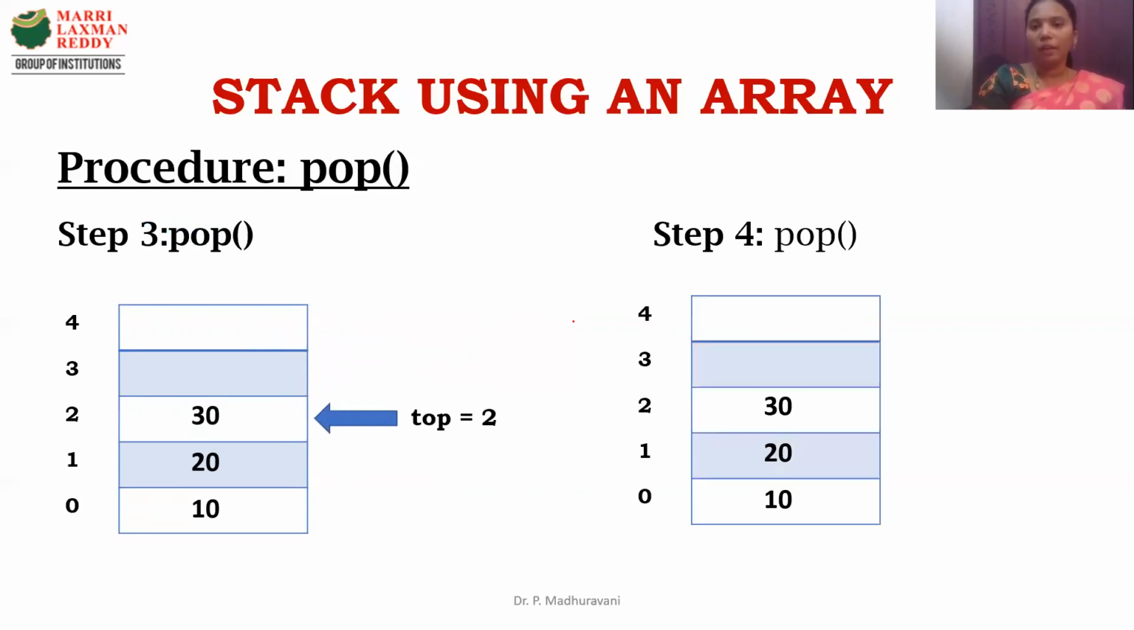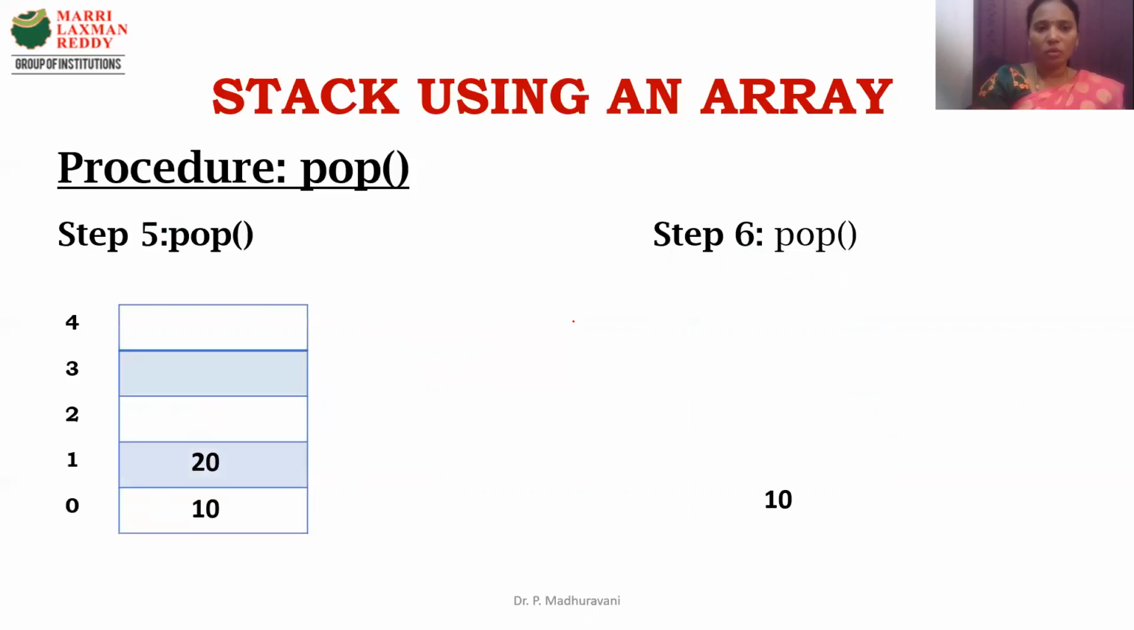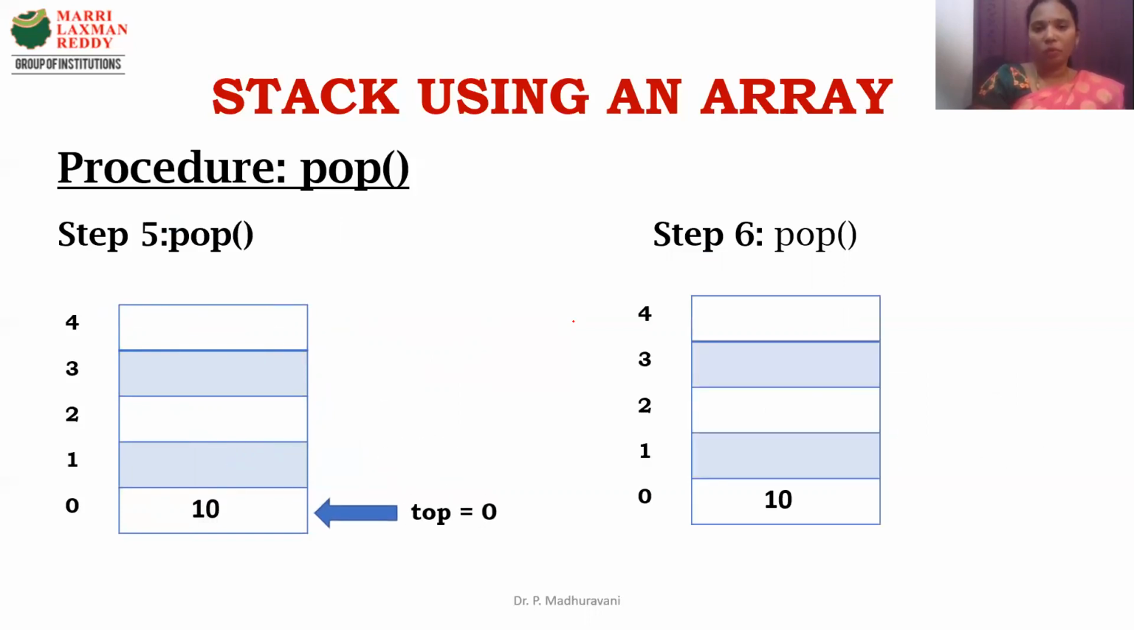Now similarly, invoke pop on the same stack. Now remove the top element from this stack, that is 30, and decrement the top. The top is now pointing to 1. Now similarly, invoke pop on the same stack, that will remove 20, and decrement top. Top will point to 0 now. Now, if you invoke pop on the same stack, that will remove the top element, that is 10, and decrement the top to minus 1. So the top is coming back to the initial position, that is minus 1.